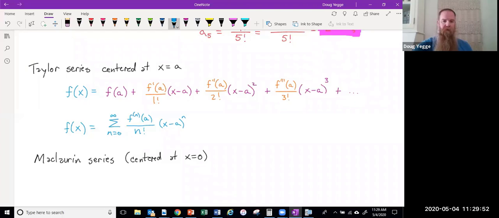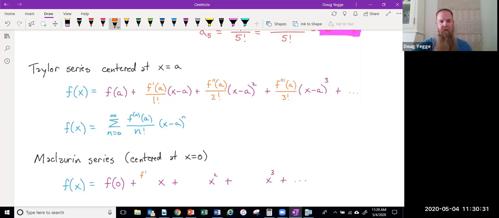Okay, so in this circumstance, we get f of x equals, well, we're still going to get the leading term of f of a, but now it's going to be f of 0, plus, and now the next term is just going to be an x term. The next term is just going to be an x squared term, because notice that x minus 0 is just x. The next term is an x cubed term, and so on. What changes from term to term are the coefficients.